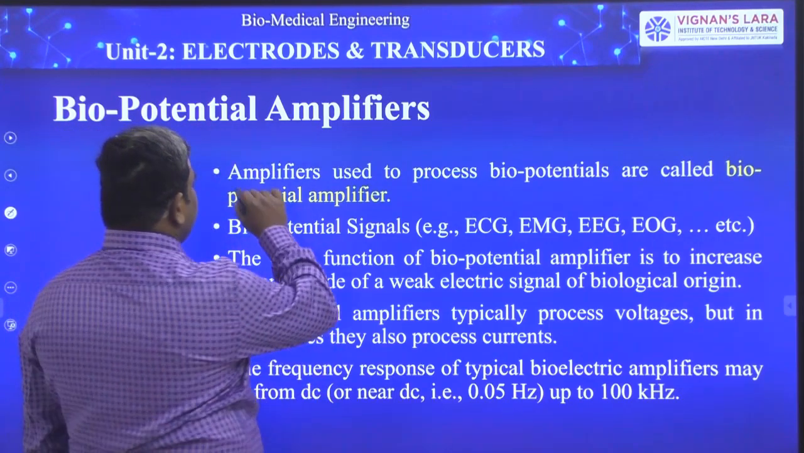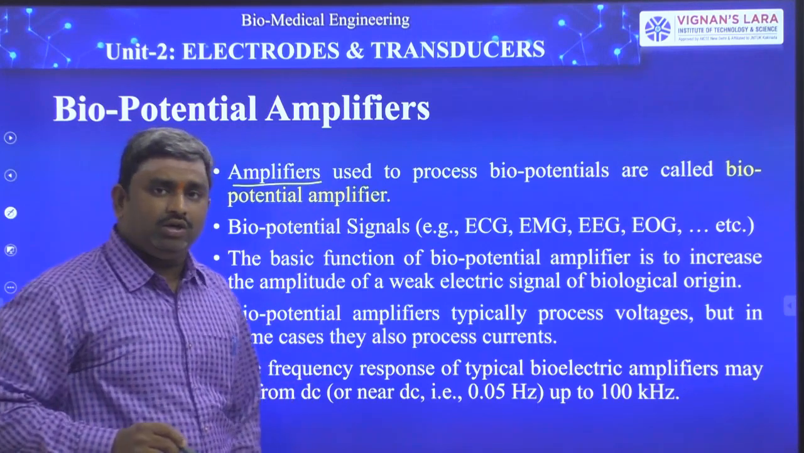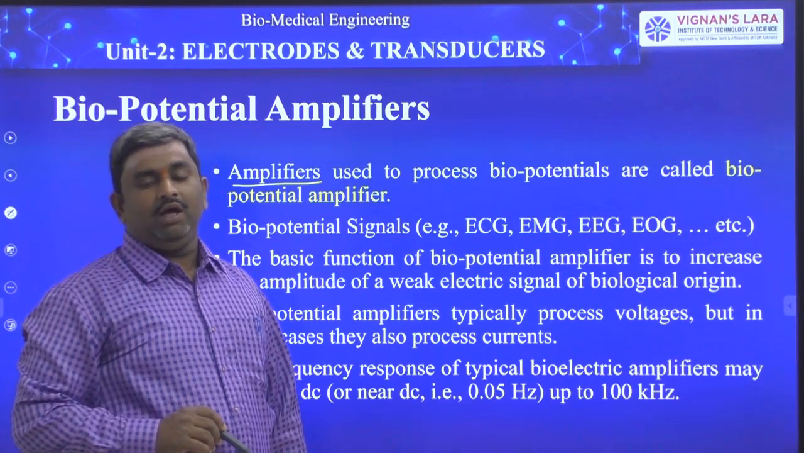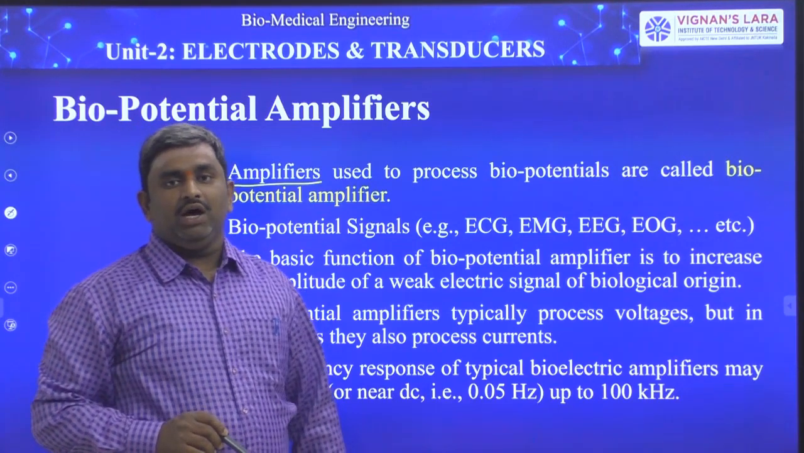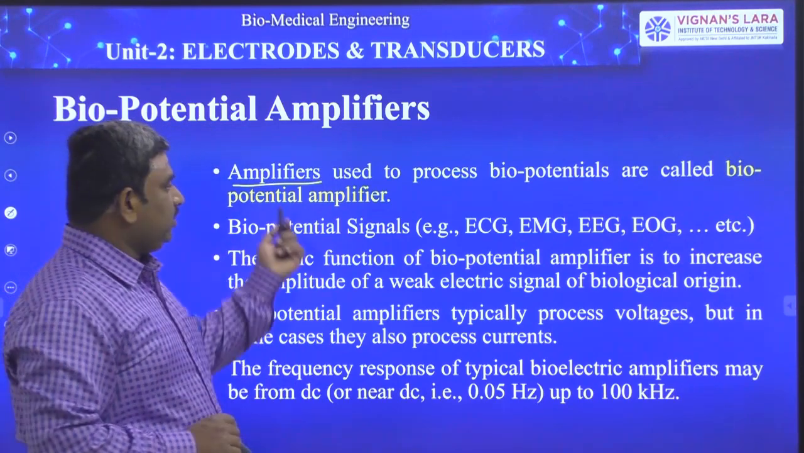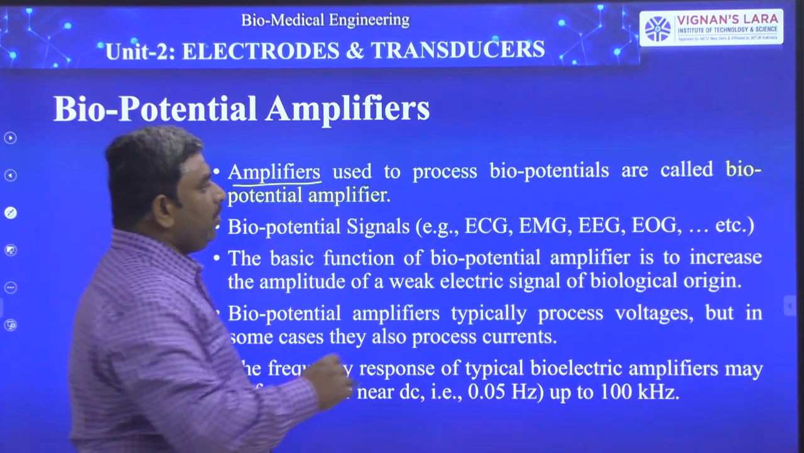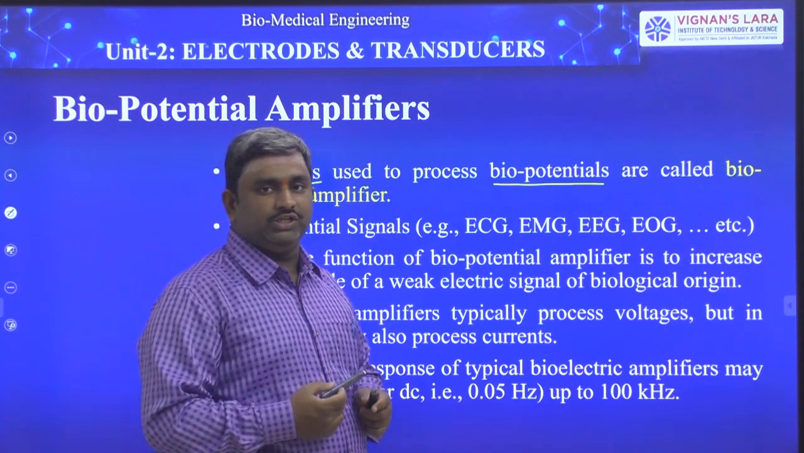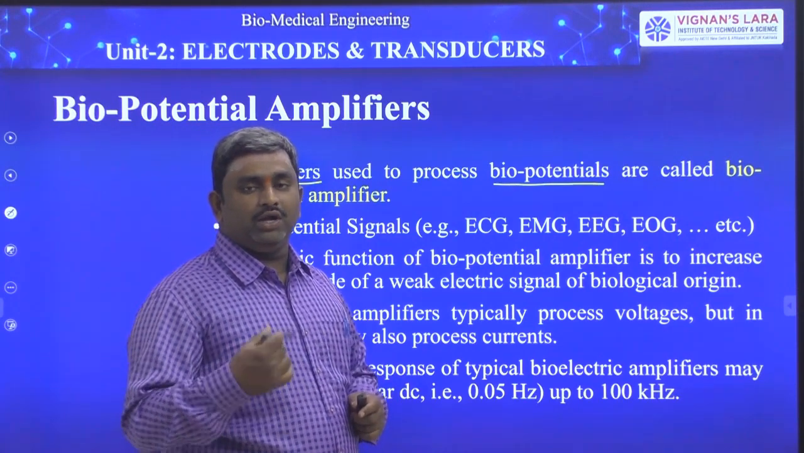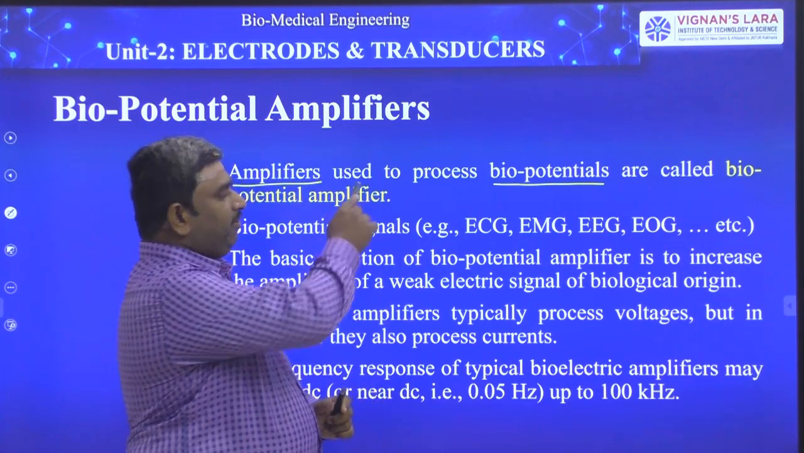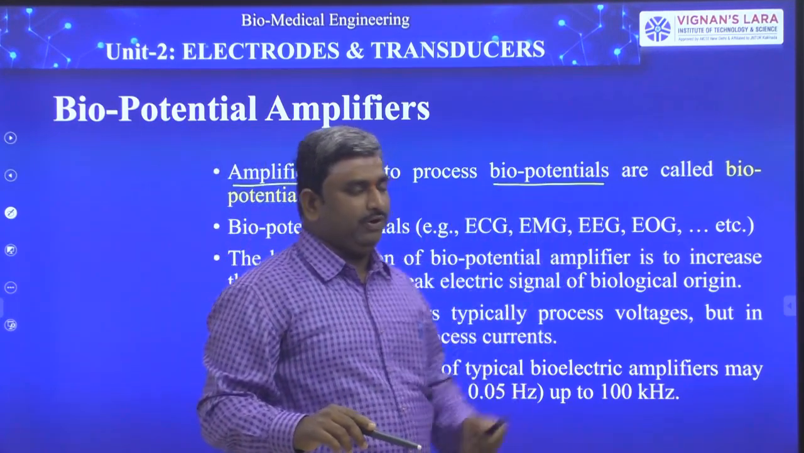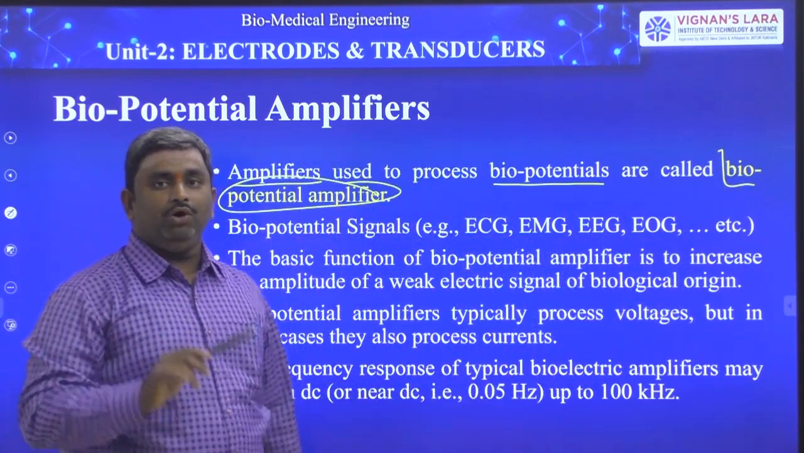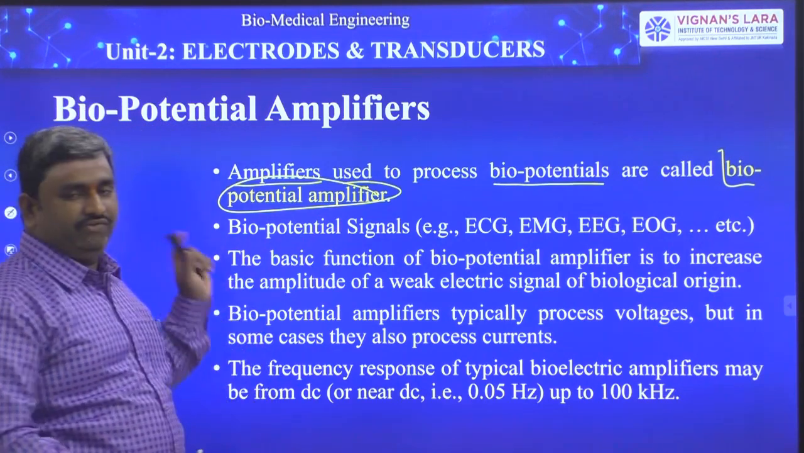So see carefully, first I will explain this one. Amplifiers. We have a lot of amplifiers. We studied these amplifiers in the second year subject: Class A power amplifier, voltage amplifier, current amplifiers. There are different types of amplifiers we have seen. Like that, the amplifiers which are used to process biopotentials, right? From our human body, we are taking some potentials and processing them. So the amplifiers which are used to process biopotentials are called biopotential amplifiers. That's a very simple definition.